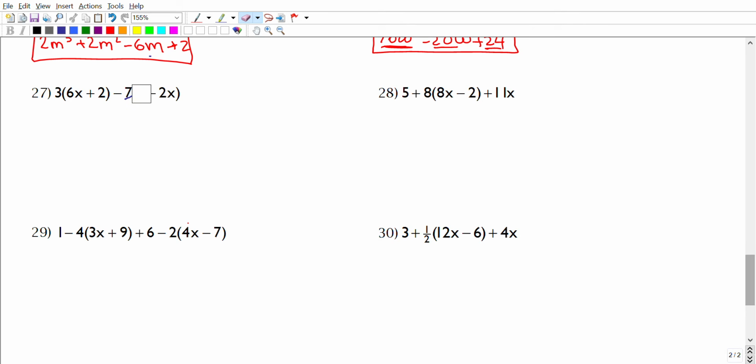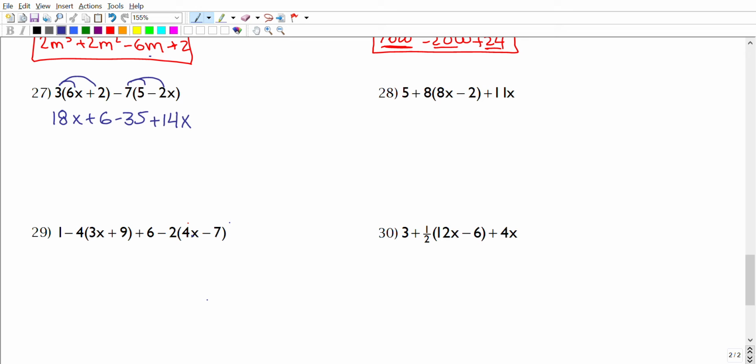All right, so let's continue with this next one. We're going to have to distribute twice here because we see two sets of parentheses. So I'm going to distribute the 3 to both those terms. So I'm going to get 18x plus 3 times 2 is 6. Once again, I have to distribute here as well. What's -7 times 5? That's -35. -7 times -2x is a positive 14x.